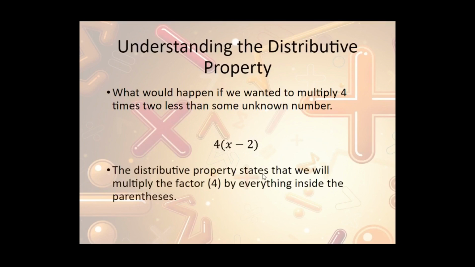The distributive property states that we will multiply 4, so the number outside, by everything that's inside the parentheses. So this becomes 4 times x and 4 times negative 2. And then we can just go ahead and combine whatever terms we can combine at the end. So in this case, we get 4x minus 8. Because 4 times x is 4x, and 4 times negative 2 is negative 8.